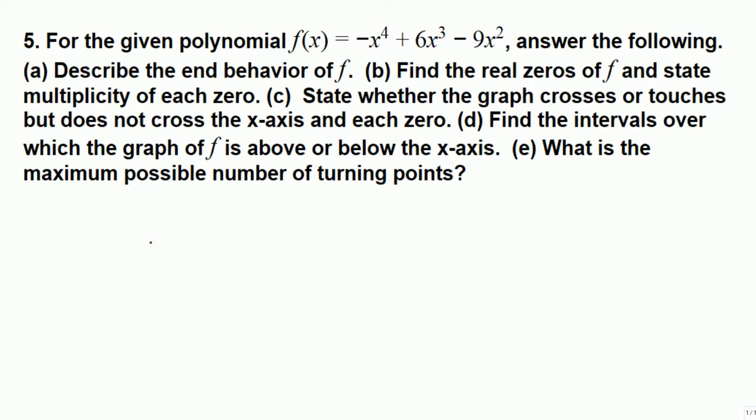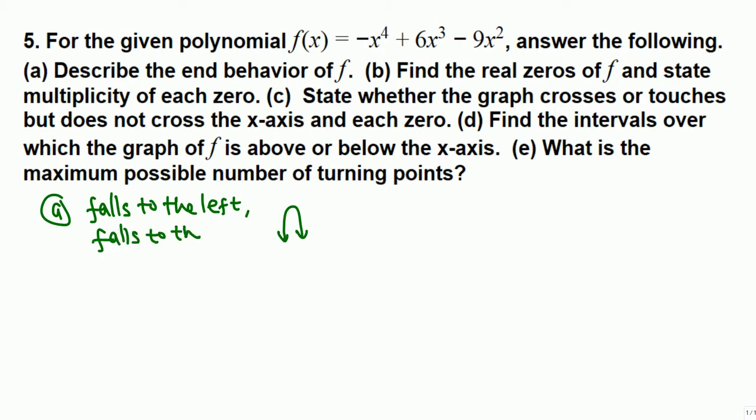That means our graph looks like something like this. Fourth degree, so it's even, up or down, that would be the case for even degree. But negative, so it will be this. Okay, falls to the left and falls to the right. So part A, the end behavior: falls to the left and falls to the right.